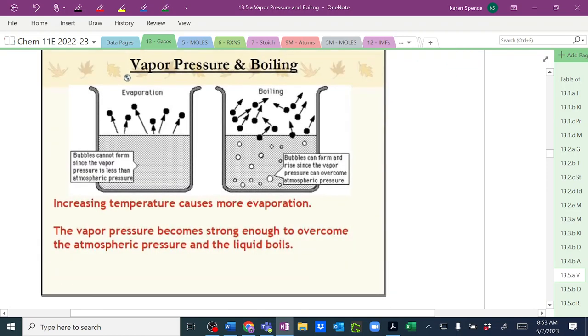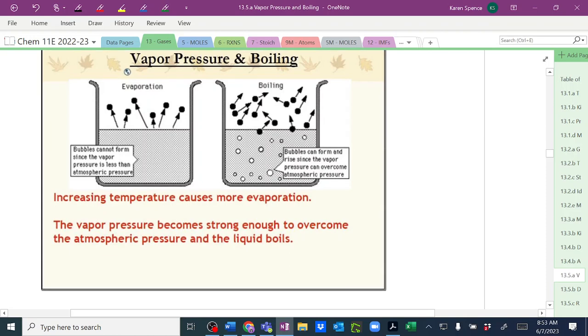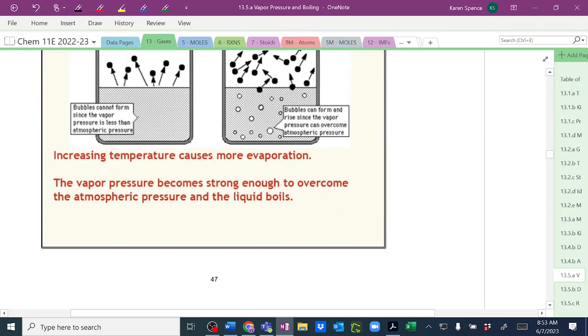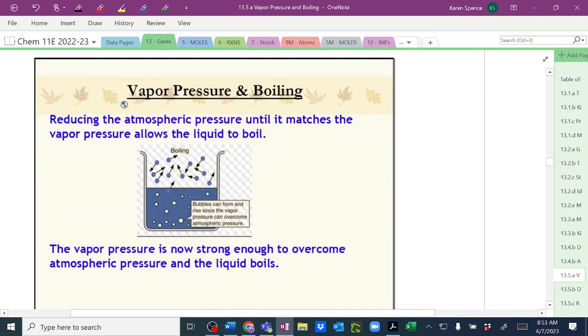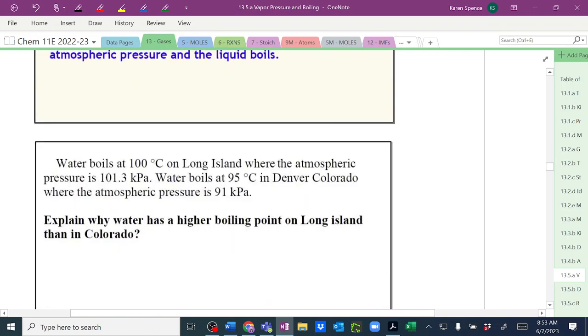I would bet. Okay, increasing temperature causes more evaporation. The vapor pressure becomes strong enough to overcome the atmospheric pressure and the liquid boils. That's what we talked about last week. Reducing the atmospheric pressure will also allow the liquid to boil. Again, we talked about that last week.